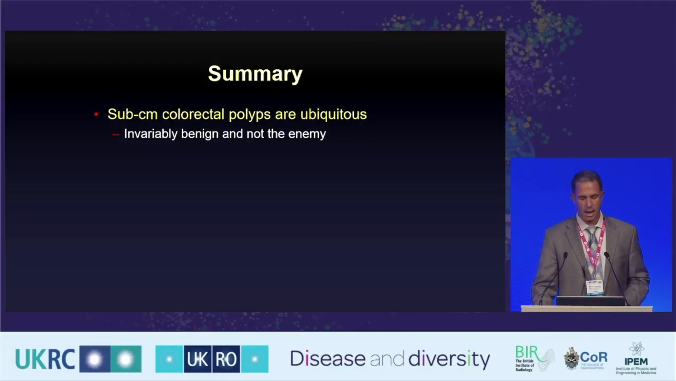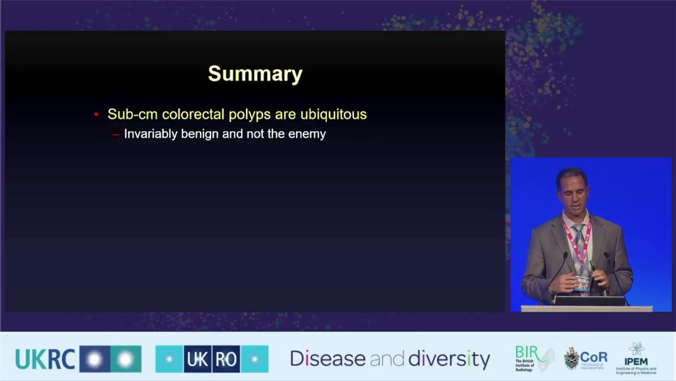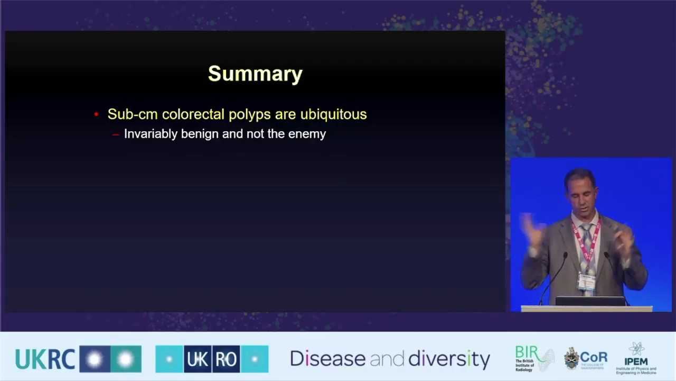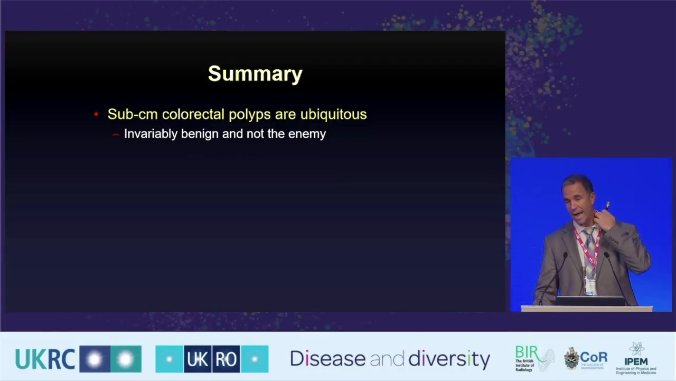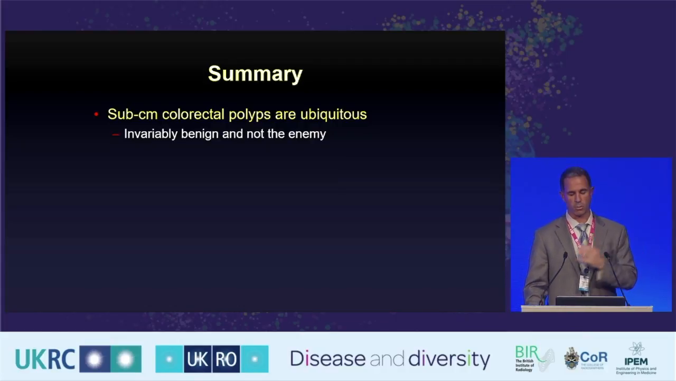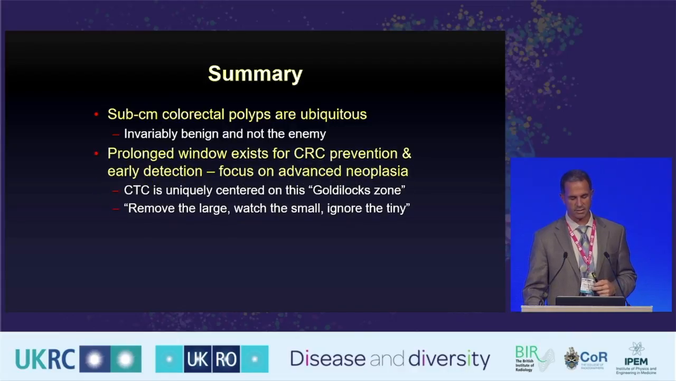So, with that bit of whirlwind, sorry I went a little quickly through a lot of that to finish on time, but I tried to show you that these sub-centimeter lesions are not the enemy. They're essentially ubiquitous. They're like the mole on my neck. You wouldn't remove it. Why should you remove a sub-centimeter lesion? Doesn't make any sense to me. But you probably all agree with that because you're not using colonoscopy screening by and large.